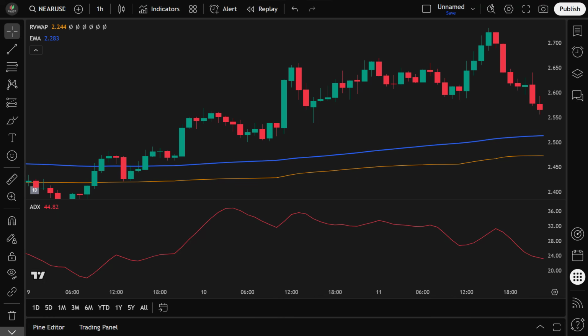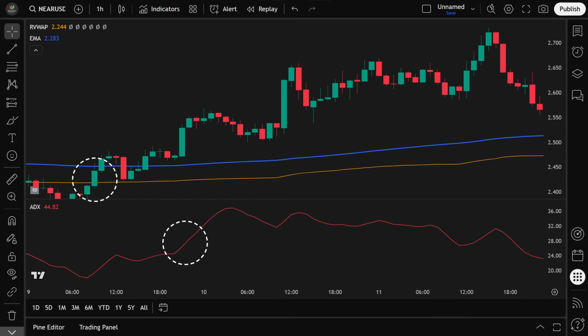To enter a long position, we wait for all of the following conditions to be met. 1. The closing price has crossed above VWAP. This signals that buying momentum is increasing, and the price is starting to move higher. 2. ADX is above 25. This means the trend is strong, and there's enough momentum to support a potential move higher.